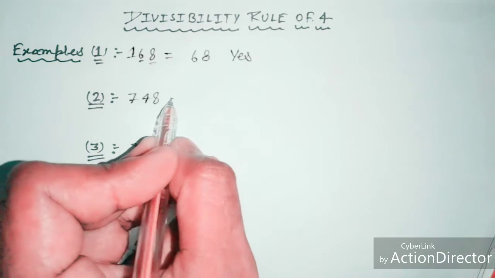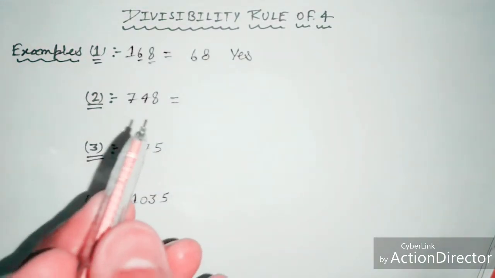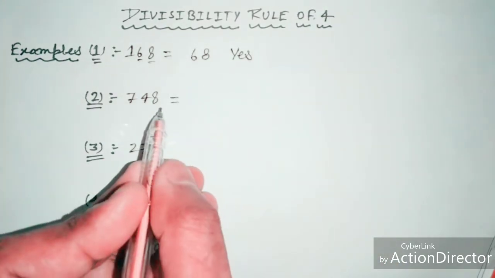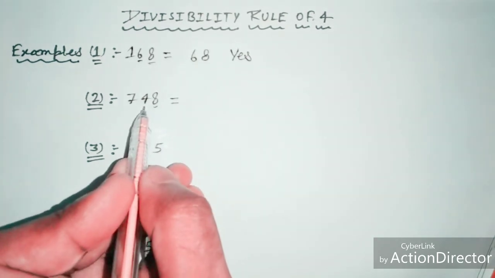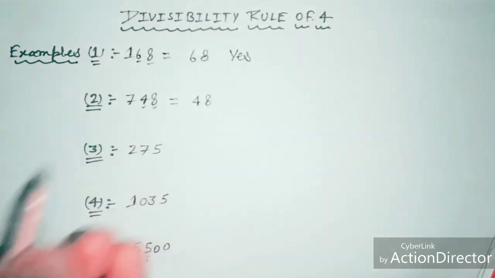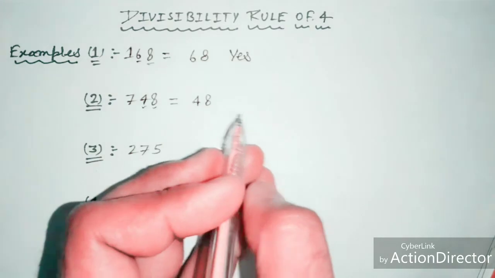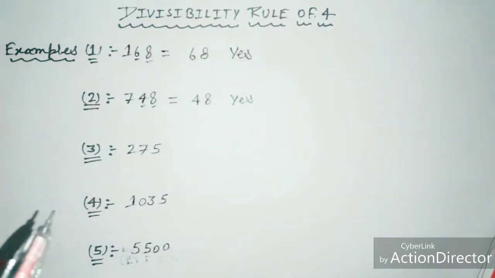Example number 2: 748. In this number, the digit in unit place is 8 and the digit in tens place is 4, and we get the number 48. And 48 is divisible by 4: 4 ones are 4 and 4 twos are 8. So we say that yes, the number 748 is divisible by 4.